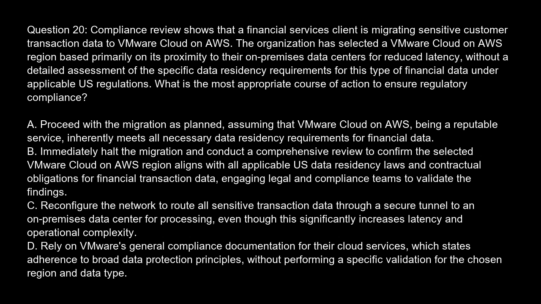Option C. Reconfigure the network to route all sensitive transaction data through a secure tunnel to an on-premises data center for processing, even though this significantly increases latency and operational complexity. Option D. Rely on VMware's general compliance documentation for their cloud services, which states adherence to broad data protection principles, without performing a specific validation for the chosen region and data type.